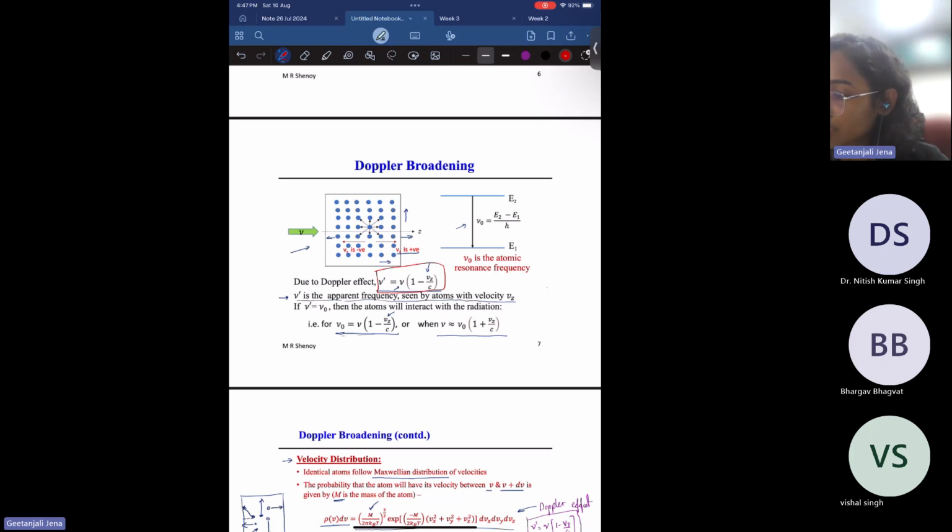So in this expression, nu dash is nu into 1 minus Vz by c. If one atom is moving in the negative z direction, that means Vz is negative. If you put negative Vz here, this will be nu into 1 plus Vz by c. So the frequency this atom experiences, nu dash, is greater than nu. Similarly, for atoms moving in the rightward direction, Vz is positive. For that case, nu dash will be nu into 1 minus Vz by c, so it is less than nu. Here we can clearly see that atoms moving in different directions experience different frequencies of the incoming radiation.